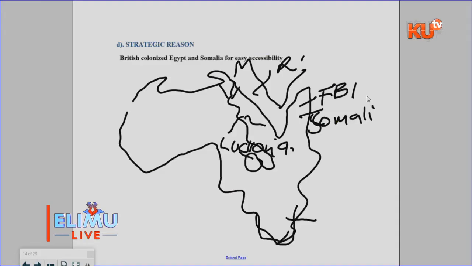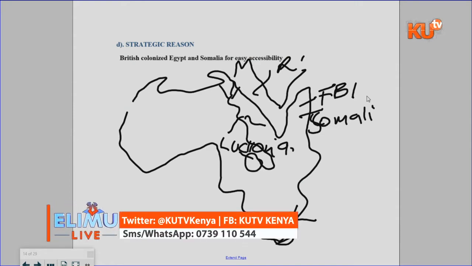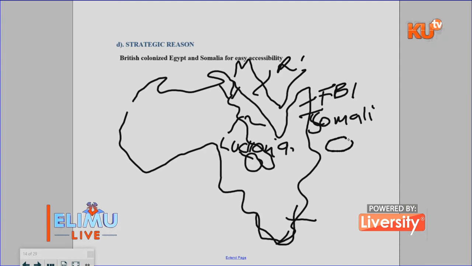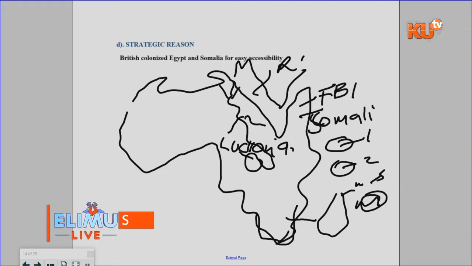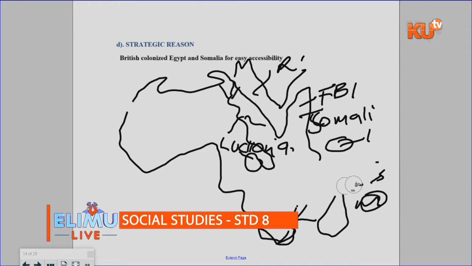Then some other nation that took a large portion is France. France mostly had the influence in West Africa and islands. The islands on the eastern side were all taken by France, starting from Seychelles, going to Comoros, going to Madagascar, all the way to Mauritius. All these ones were taken by France. So these islands, 1, 2, 3, 4, and Madagascar is the largest island, was purely occupied by France.